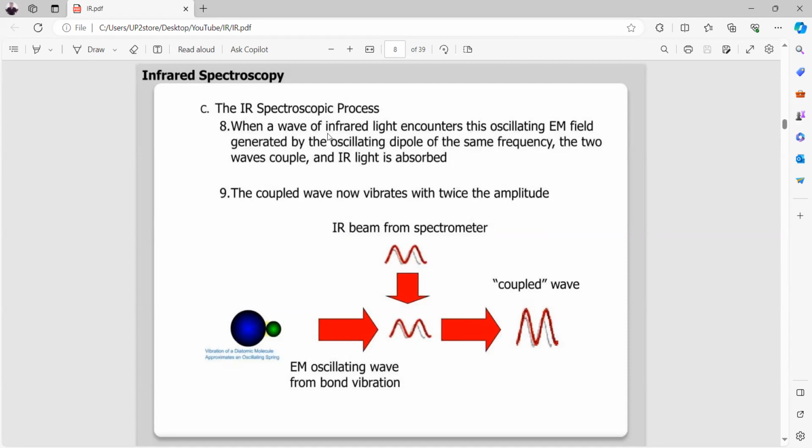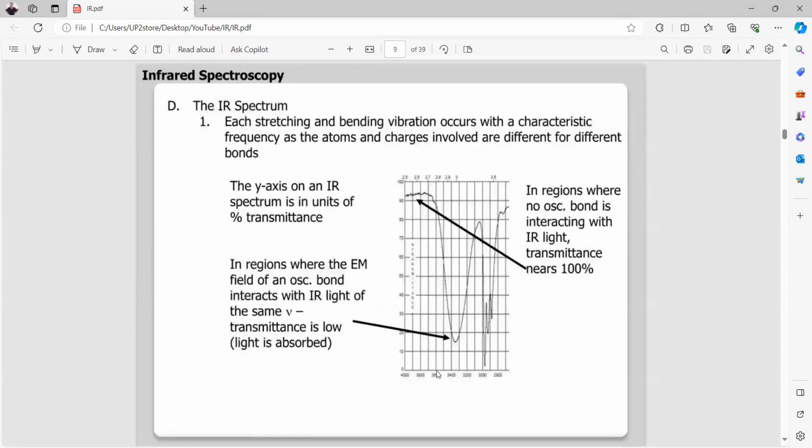In the IR spectroscopic process, when a wave of infrared light encounters this oscillating electromagnetic field generated by the oscillating dipole, of the same frequency, the two waves couple, and the IR light is absorbed. The coupled wave now vibrates at twice the amplitude. Then the IR beam from the spectrometer, as you can see below, produces a coupled wave, an electromagnetic field oscillating wave from bond vibrations. Each stretching and bending vibration occurs at a characteristic frequency, as the atoms and the charges involved are different for different bonds.